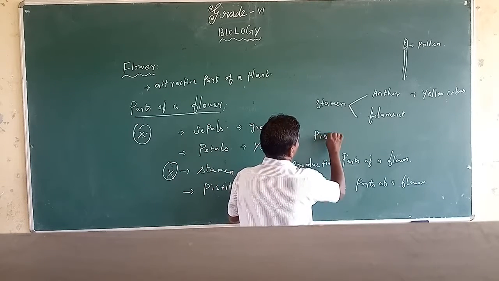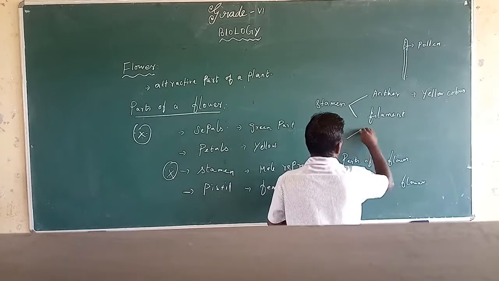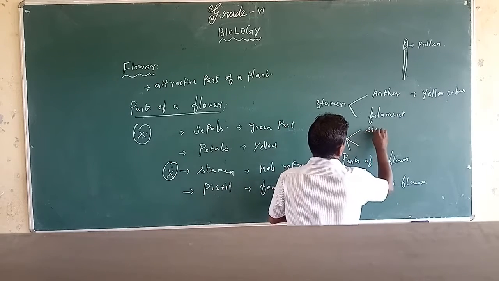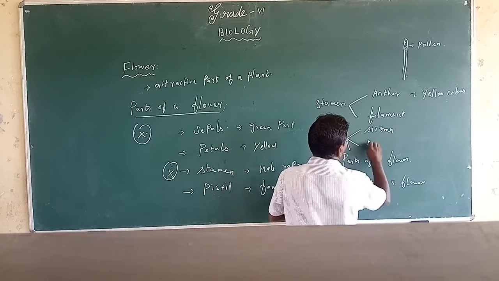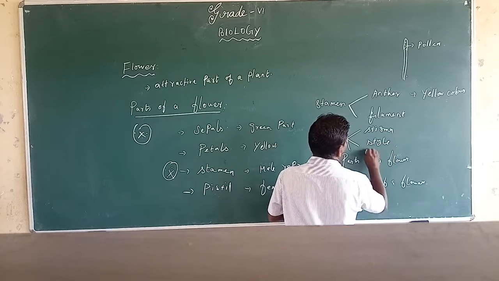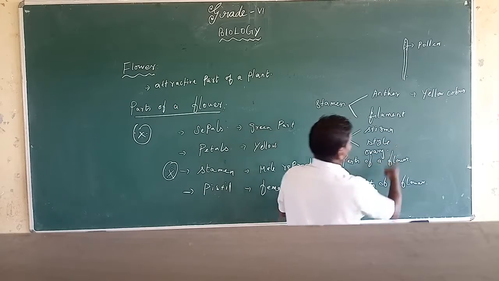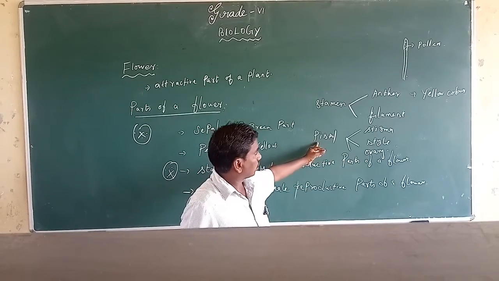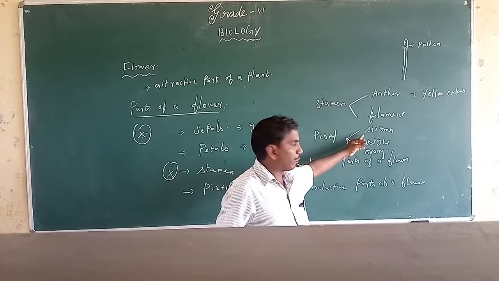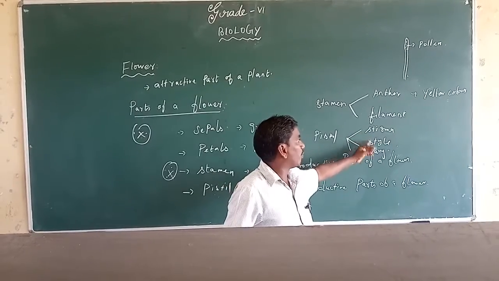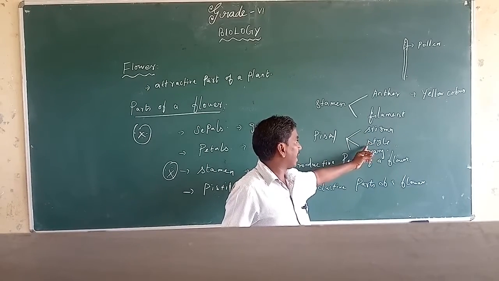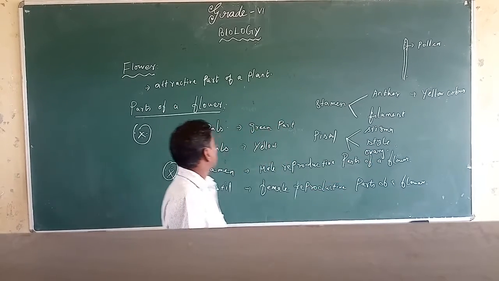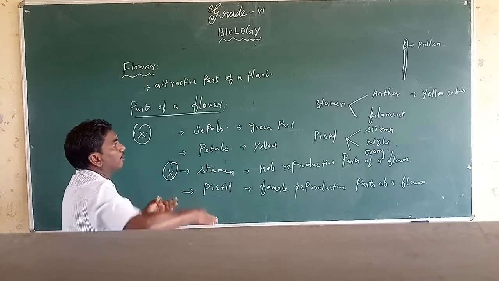The pistil also has three major parts. One is the stigma, second one style, and third one ovary. So everything is very important.